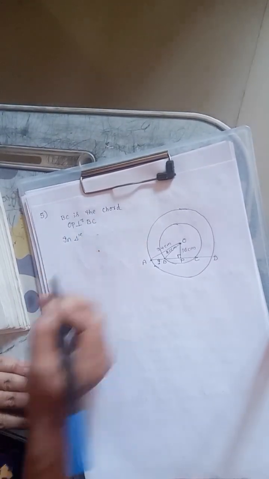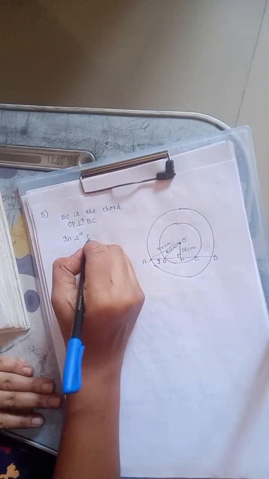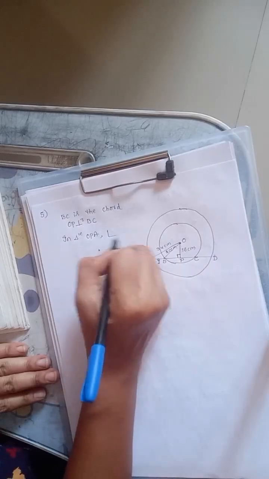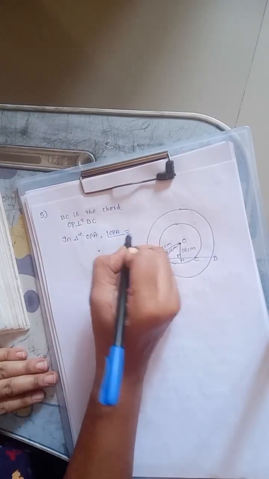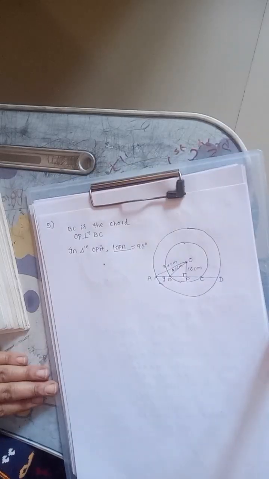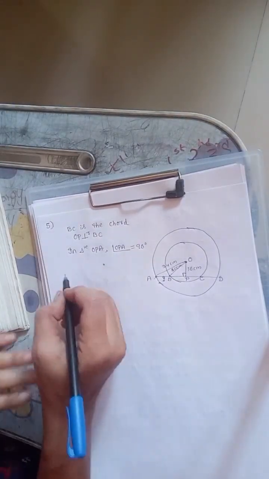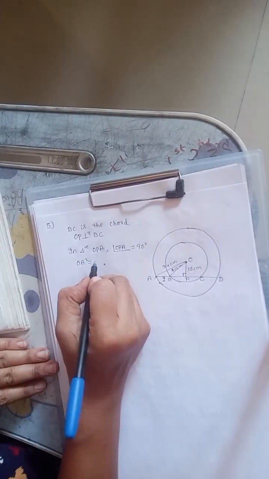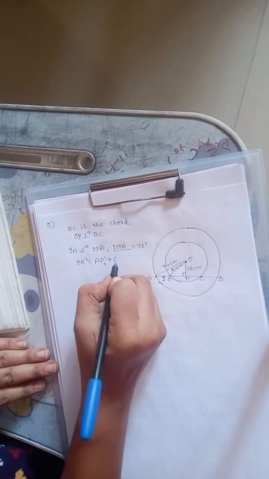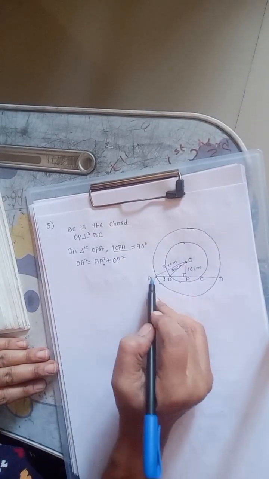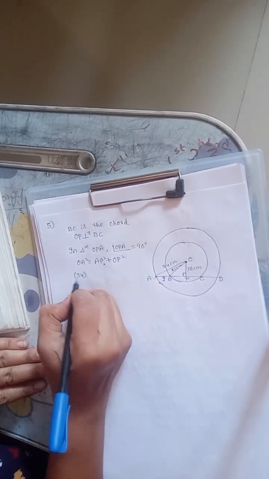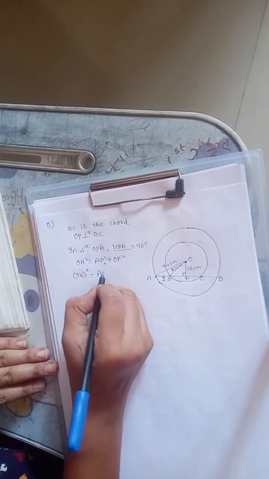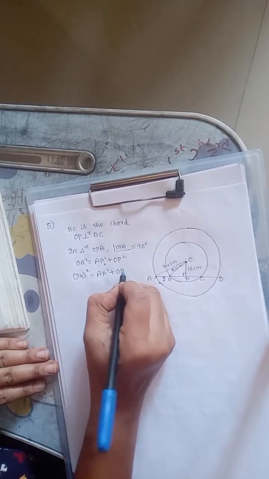Now go for triangle OPA. In triangle OPA, angle OPA is equal to 90 degrees. According to the Pythagoras theorem, OA square is equal to AP square plus OP square. OA square is how much here? 34 square equals AP square, which you need to find out, plus OP square.